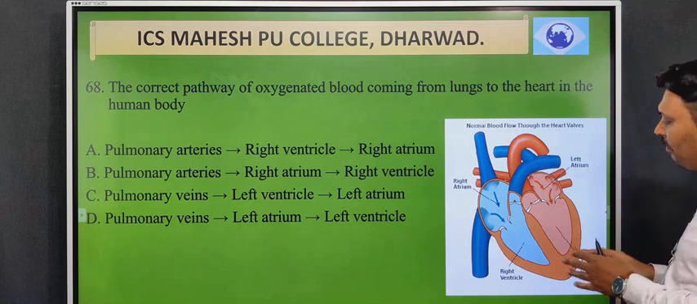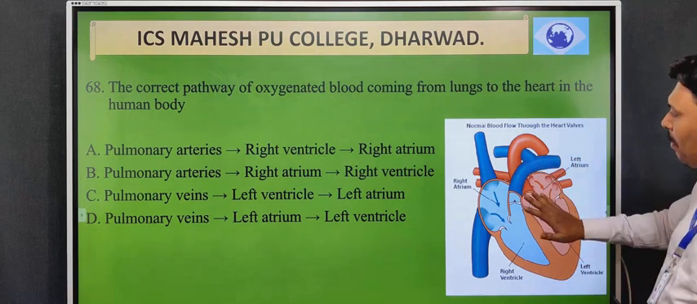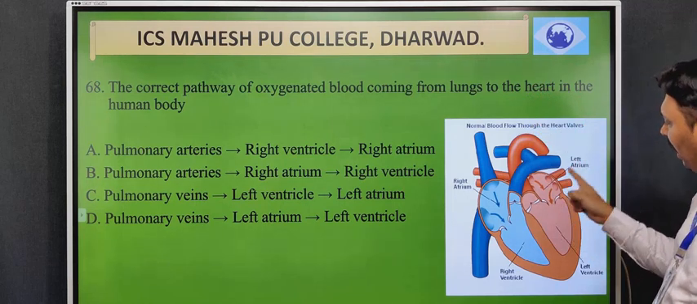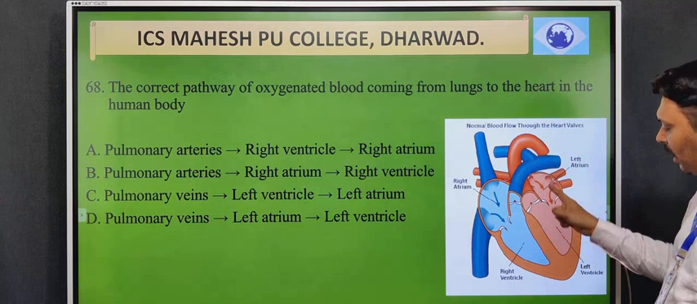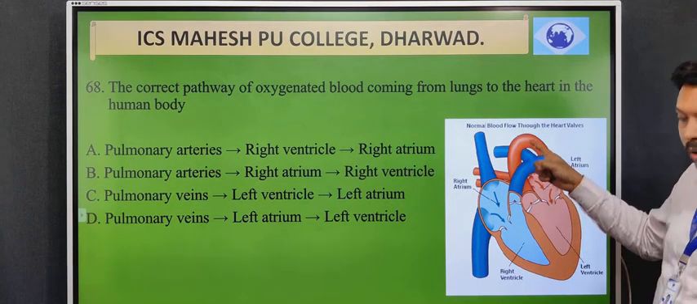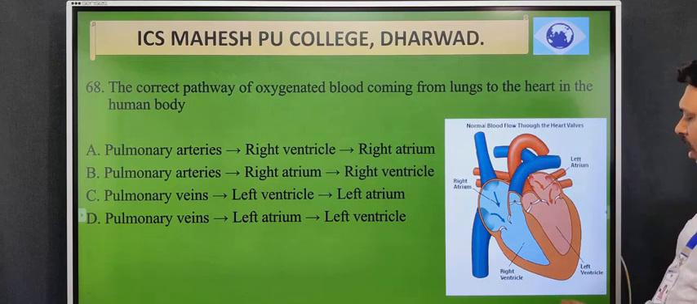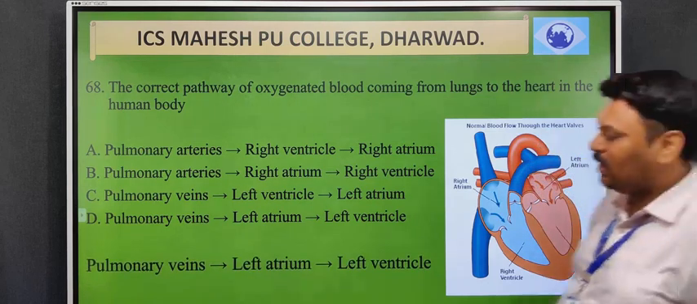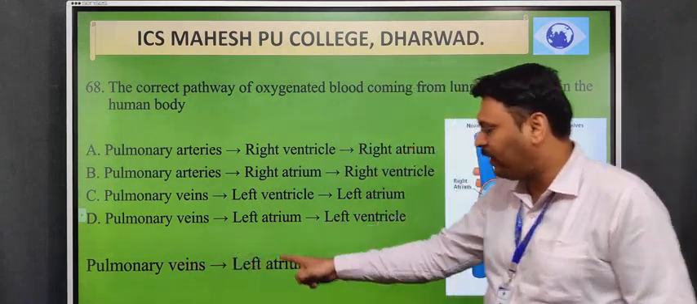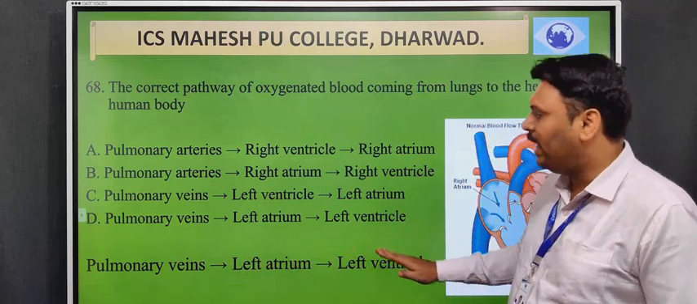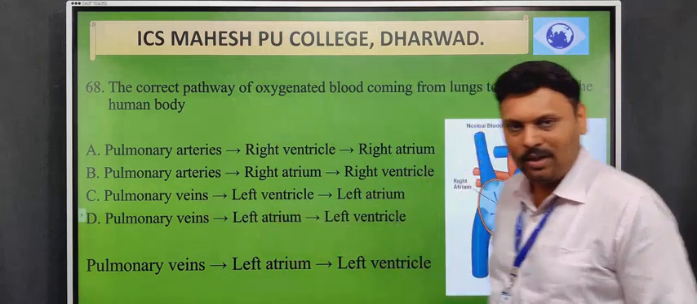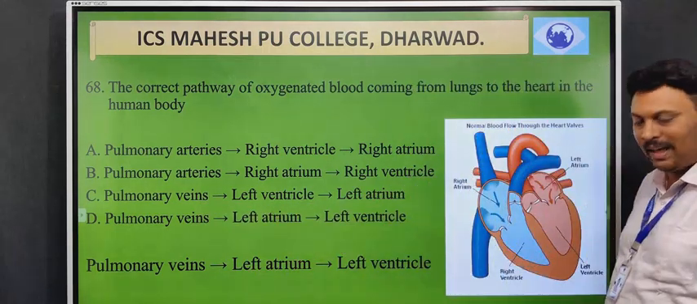So the movement of oxygenated blood from the lungs is into the left atrium and then through to the left ventricle. From the left ventricle it enters the aorta. So the right answer out of the four is that oxygenated blood enters from the pulmonary veins to the left atrium, and from the left atrium to the left ventricle. So the right answer is D.